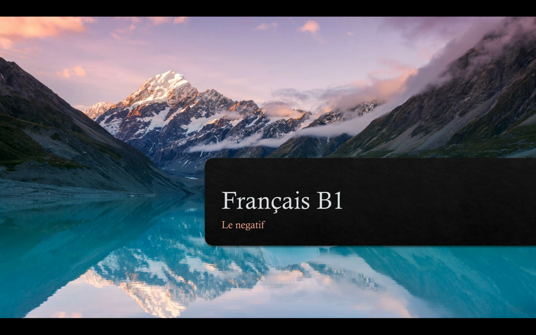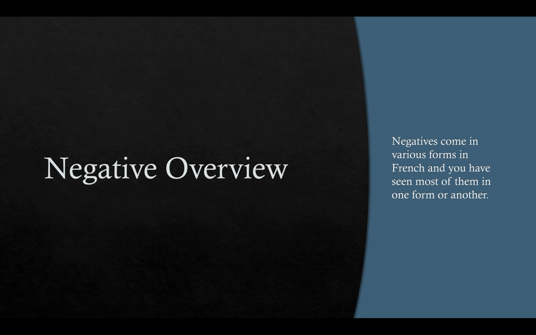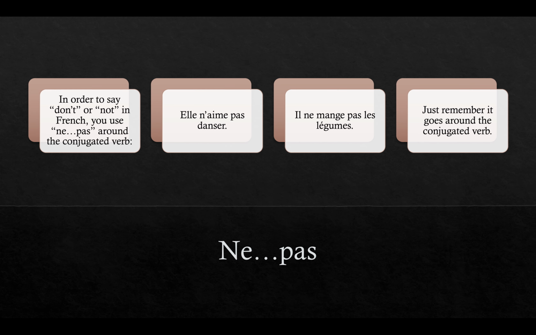Aujourd'hui, on va parler du négatif. Le négatif, on va être très négatif aujourd'hui. Alors, les négatifs, ils viennent dans toutes les formes en français et vous les voyez, mais vous ne remarquez pas beaucoup, hein. So they come just like in English, we have several ways of making something negative. It's not just I don't like something. Maybe I never liked it, I don't like it anymore. I only like it on Thursdays, things like that. Okay, so the negative is the same way in French.